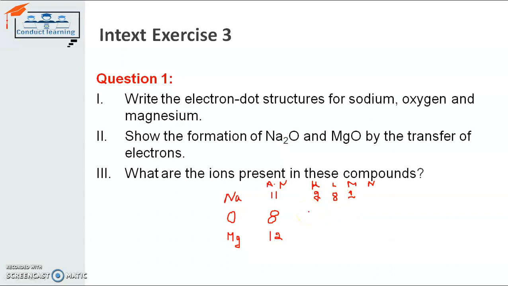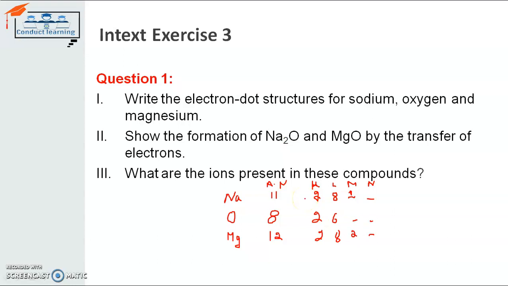If we write the same for oxygen, it will be 2 and 6 only. In the L shell for oxygen there will be 6 electrons only, and if we write down the same for magnesium, it will be 2, 8 and 2. In the M shell there will be 2 electrons. The rest of the shells will be unfilled, because there are no more electrons in sodium, oxygen and magnesium to be placed in the N shell or elsewhere in the M shell.